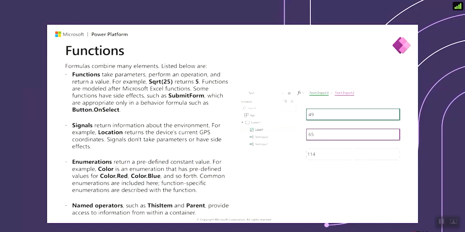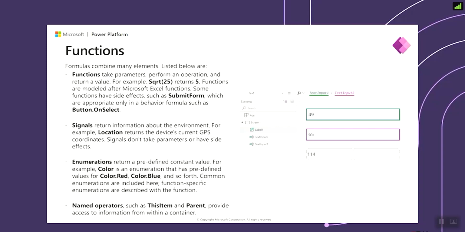Now, not everything can be done through drag and drop. Otherwise, it would be pretty limiting. This is why we brought functions. So the formula combines many elements. You can have functions that take parameters, perform an operation, and return a value. So for example, if you use SQRT(25), it returns 5.